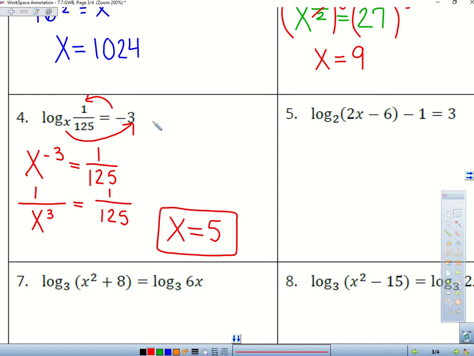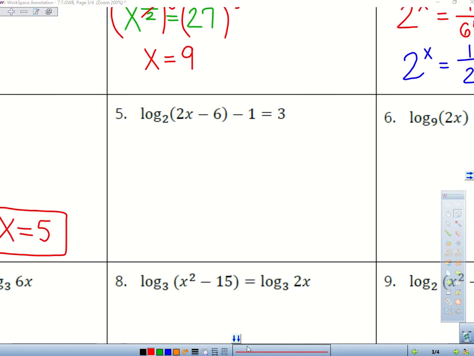So you're basically saying what this log says is x to the power of -3 is equal to 1 over 125. So 5 to the power of -3 is equal to 1 over 125. And like I said, you can use the log on both sides and do it that way too, if you want. All right.